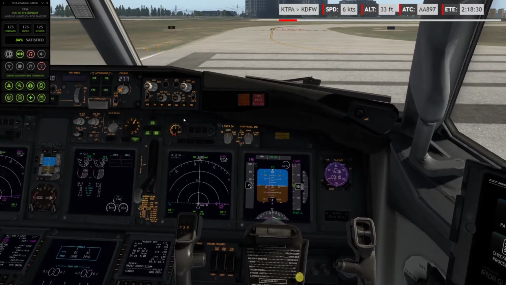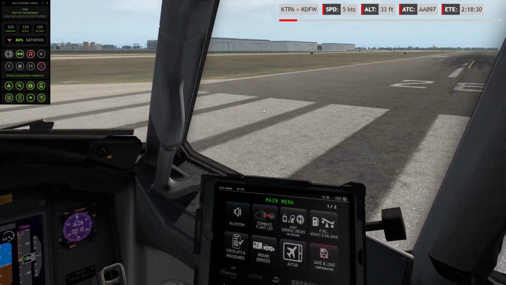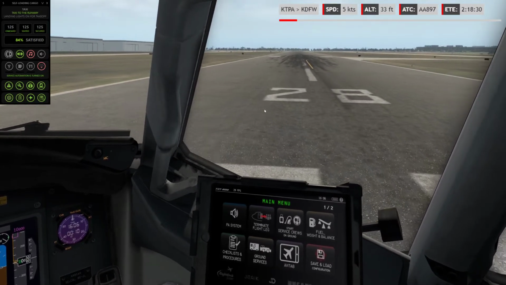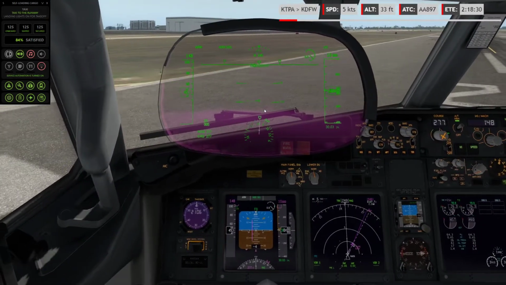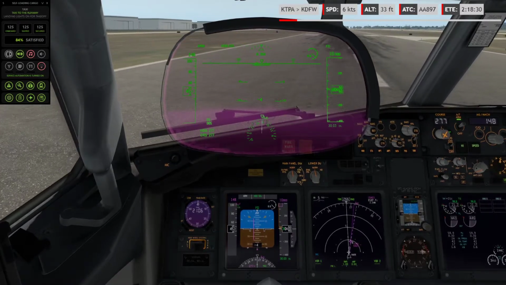So I'll talk to you all a little bit later once we get a bit closer to Dallas, and I'll do an approach brief for Dallas. But for now, enjoy the takeoff, and I'll talk to you all a bit later. On runway 28.